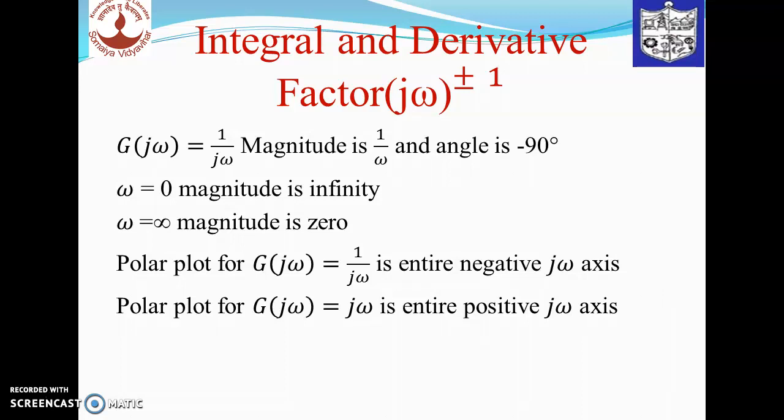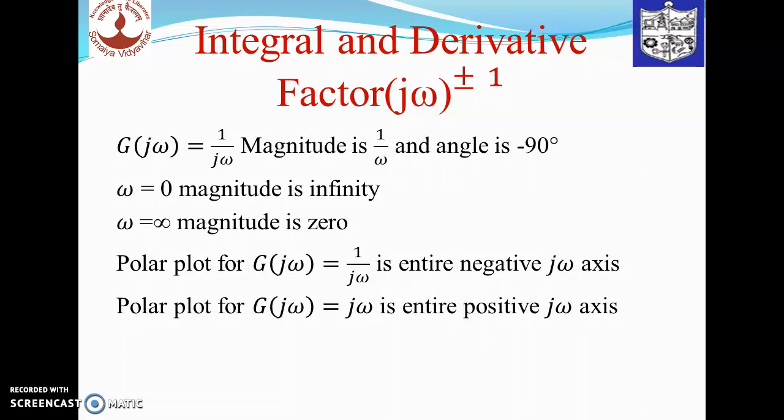Now consider the integral and derivative factor. It can be a j omega in the numerator or denominator of the transfer function. When it is in the denominator, it is a pole at origin. When it is in the numerator, it is a zero at origin. When I am having a pole at origin, the magnitude is 1 by omega and the angle is minus 90. So putting omega equal to 0 and infinity, we can get the polar plot.